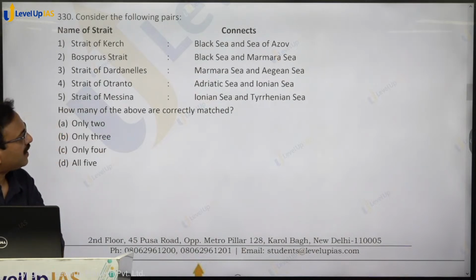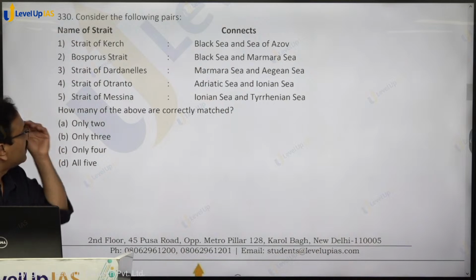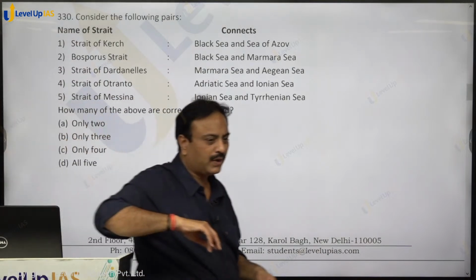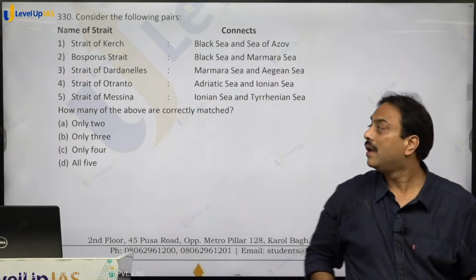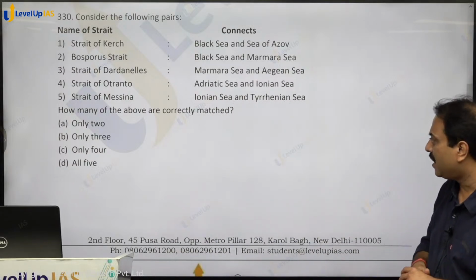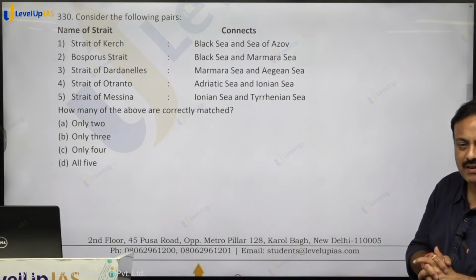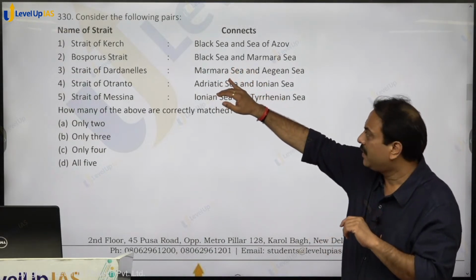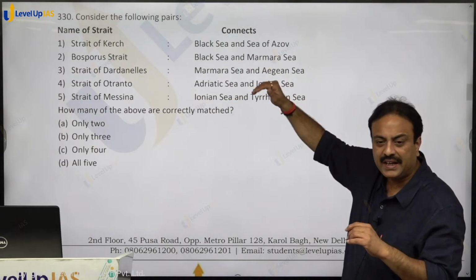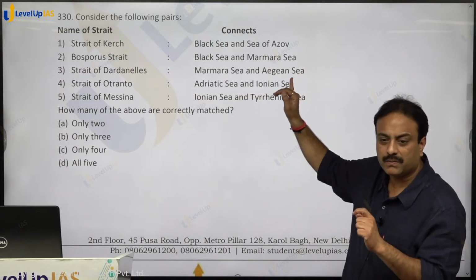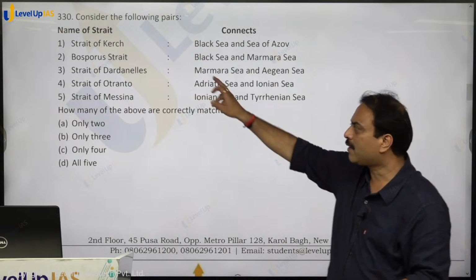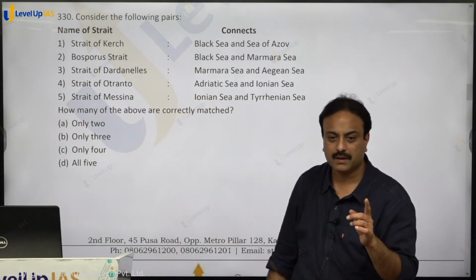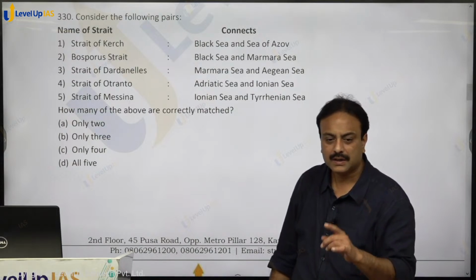Then Strait of Dardanelles, Marmara Sea and Aegean Sea. Strait of Otranto, Adriatic Sea and Ionian Sea. Yes or no? Yes. Strait of Messina, Ionian Sea and Tyrrhenian Sea. Now Strait of Kerch, it connects Black Sea to Sea of Azov, common strait. Strait of Kerch separates the territory of Russia from Ukraine. Are you getting that? Same Strait of Kerch.